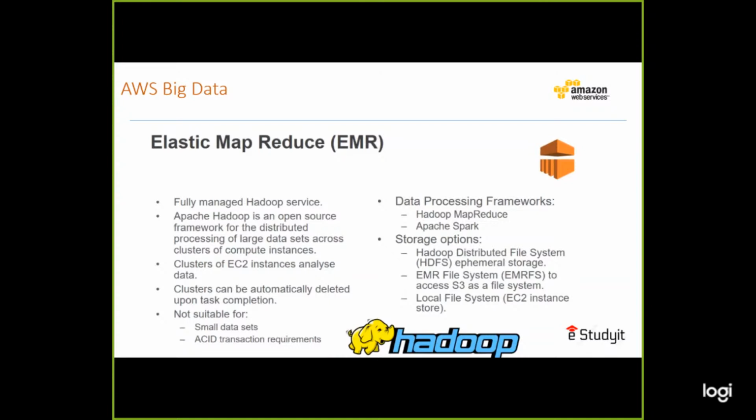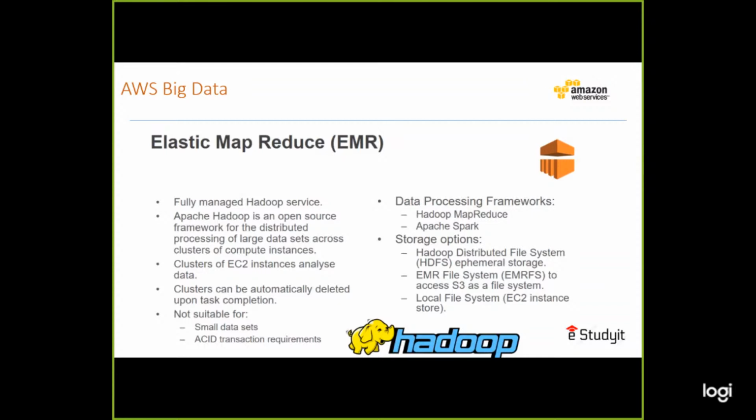Okay, so continuing on AWS Big Data, we have EMR. As I said, it's fully managed. It allows you to cluster many EC2 instances and analyze the data that exists there. Also, you can automatically delete upon task completion. It's not suitable for small data sets because it requires a long, complex configuration. So not necessarily do it if you have small data.